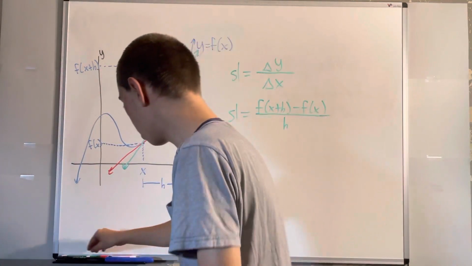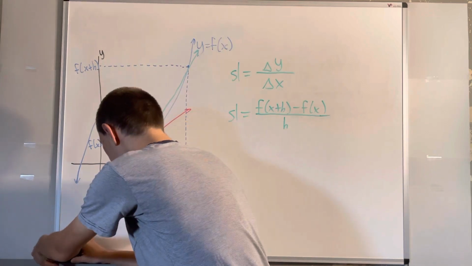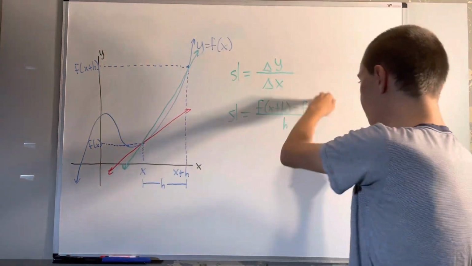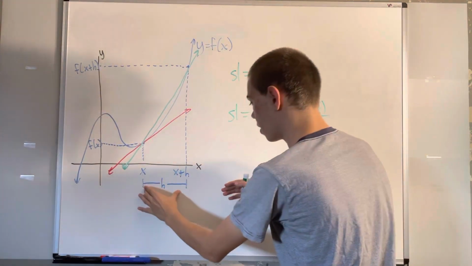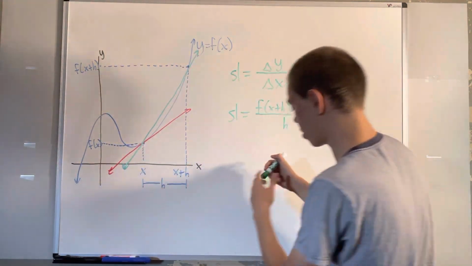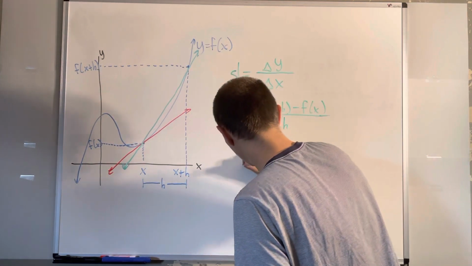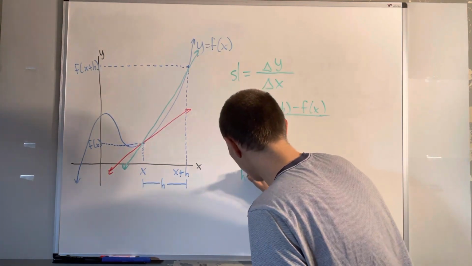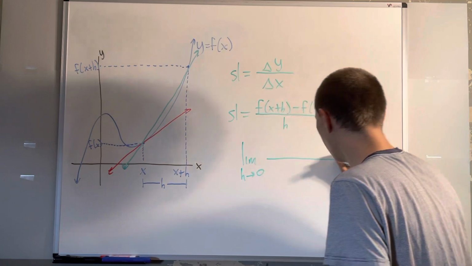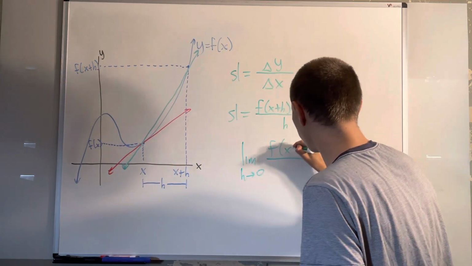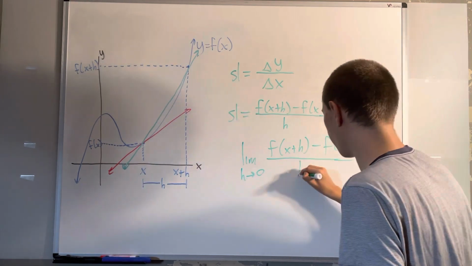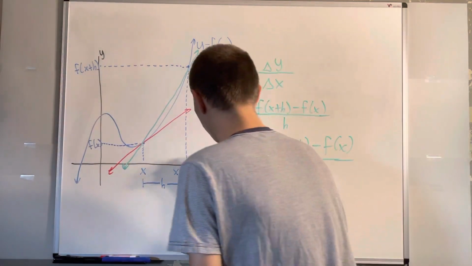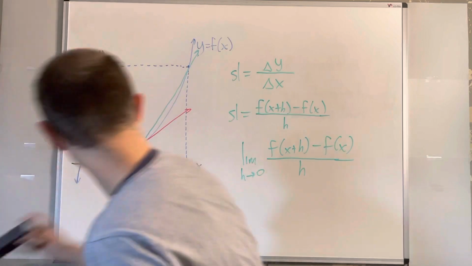So really, all it is is taking the slope of our green line that we found here and letting h, the distance between these 2 points, approach 0. So really, all it is is the limit as h approaches 0 of f of x plus h minus f of x all over h.